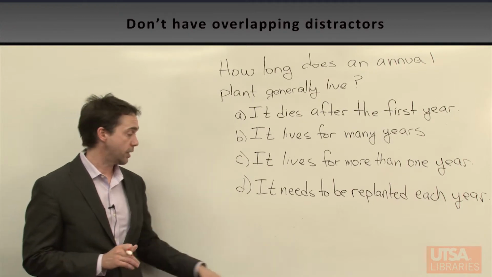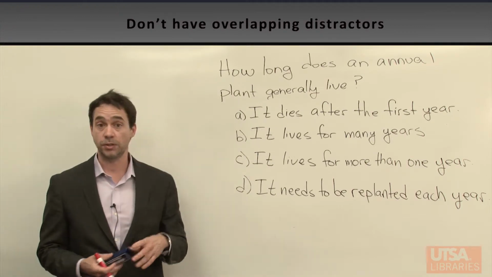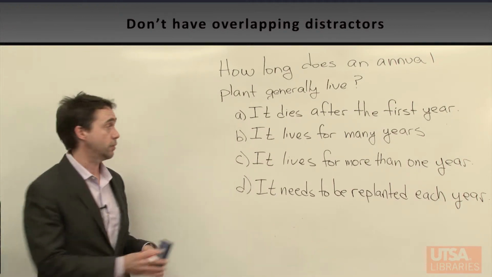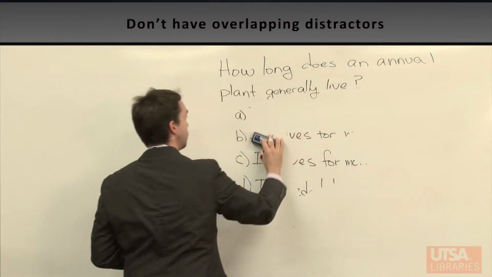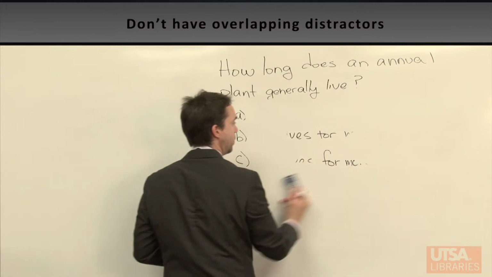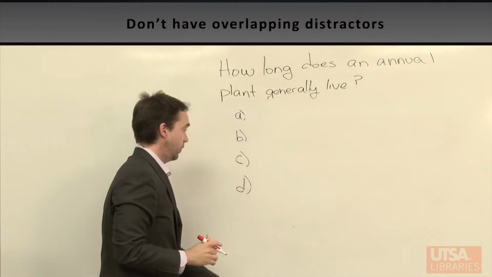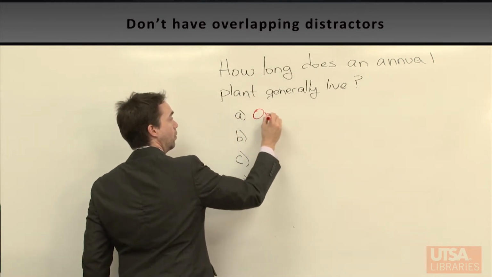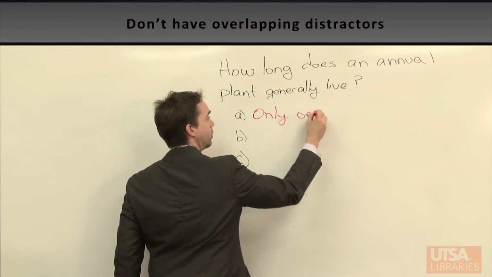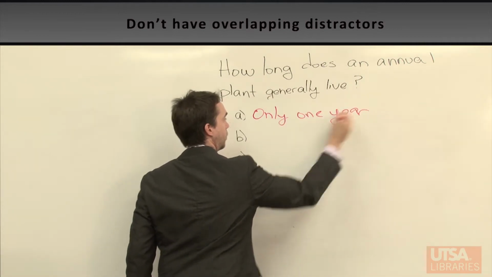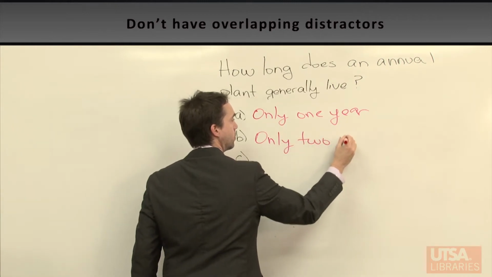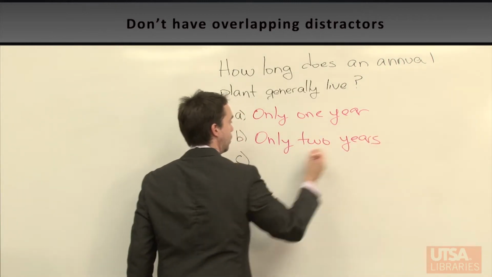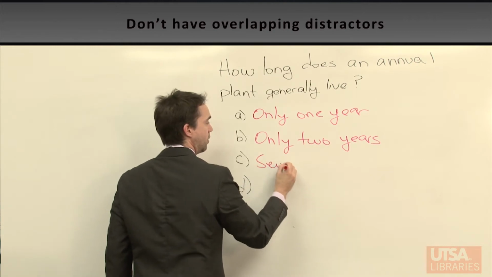Now, most of the reasons that instructors come up with this question is because they try to be too ambitious. You can actually fix this question and make the choices mutually exclusive by trying to be a little less ambitious and go for something like only 1 year, only 2 years, or several years.